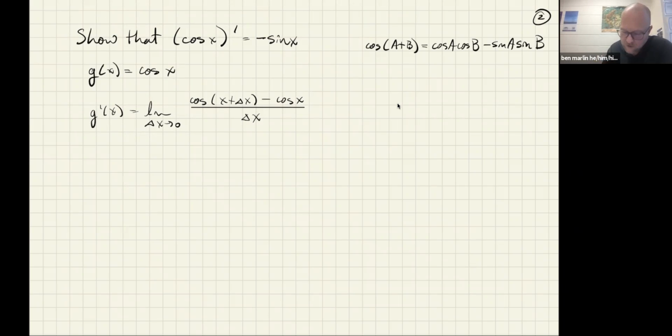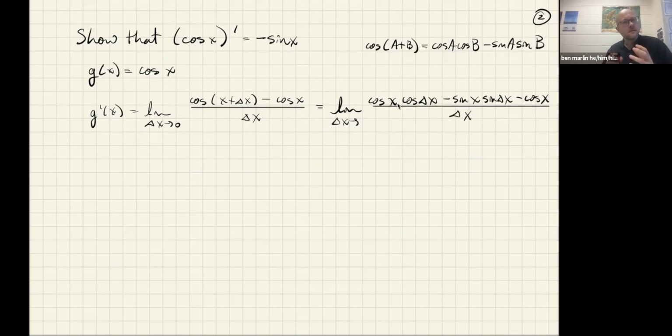But if you're needing further hint, or if you're just confirming that you did stuff right, our a is going to be x and our b is going to be delta x. So we have to say cosine x cosine delta x minus sine x sine delta x minus cosine x, all that divided by delta x.